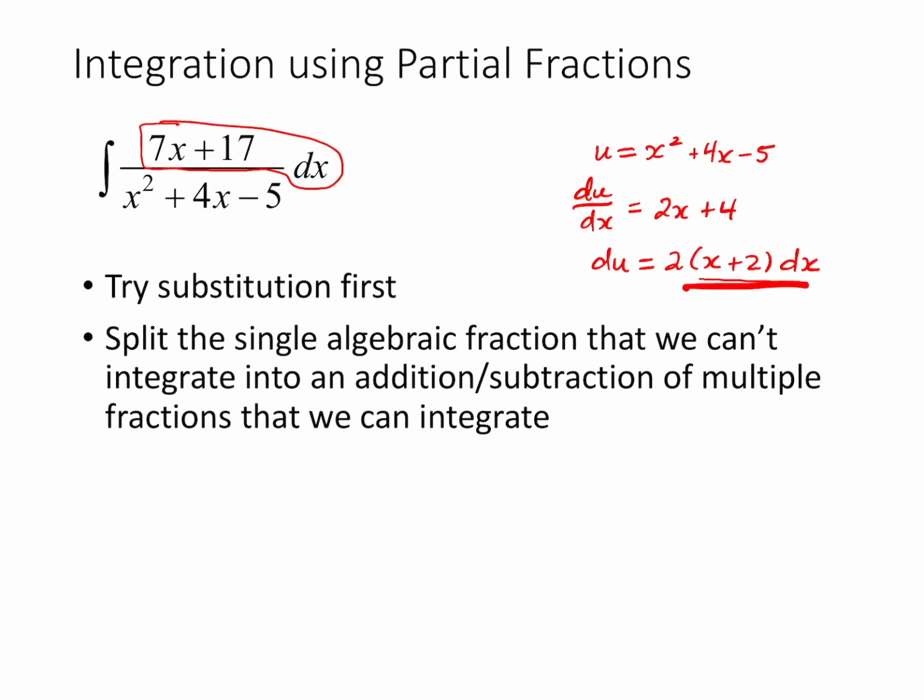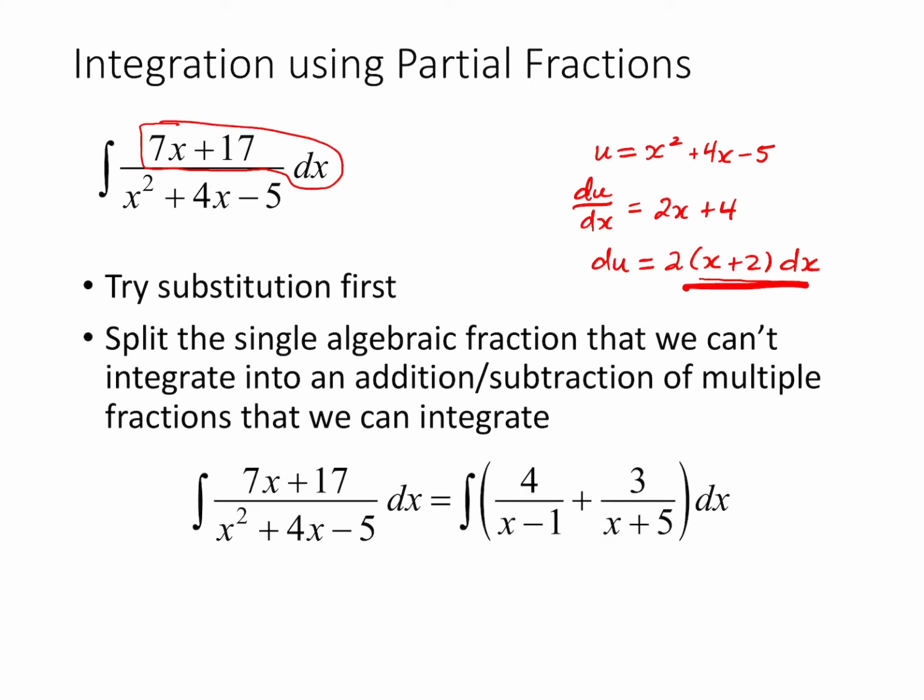And the idea behind using partial fractions is that we're going to take this single algebraic fraction, the 7x plus 17 over x squared plus 4x minus 5, that we can't integrate, and break it into an addition of multiple fractions that we can integrate. So we're going to take this single fraction and break it into multiple fractions that are adding together, and then we can integrate each of those fractions. That's the idea behind this.